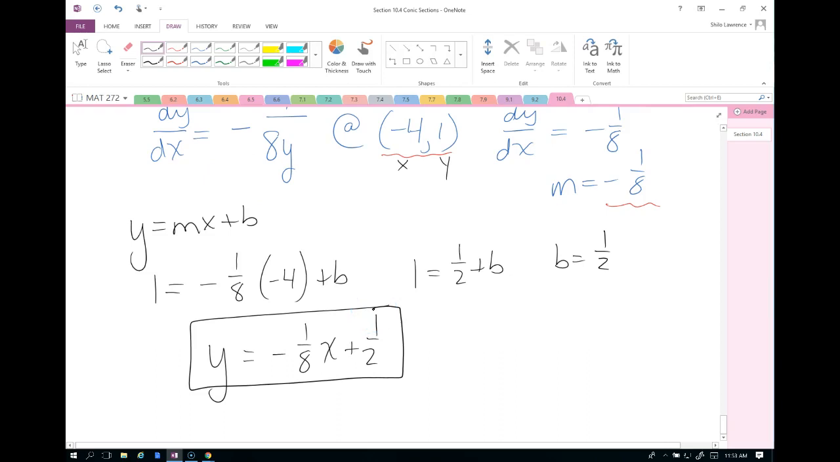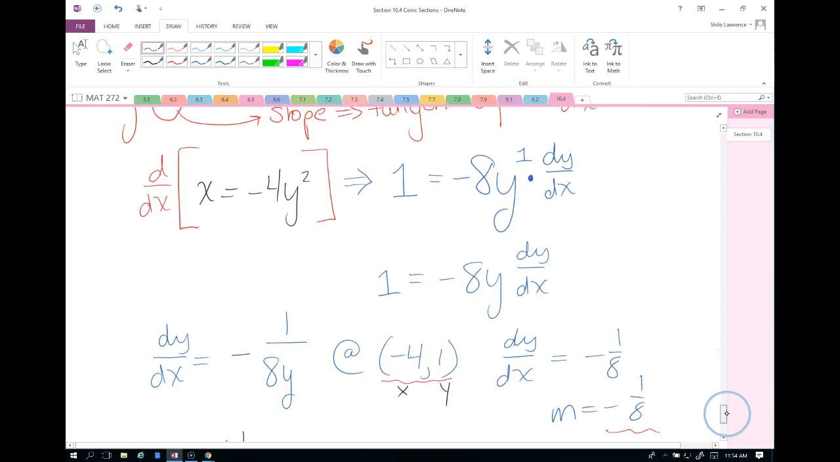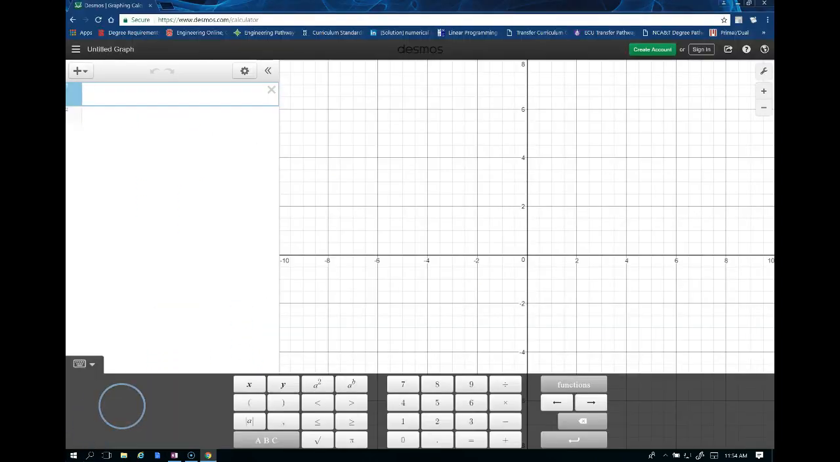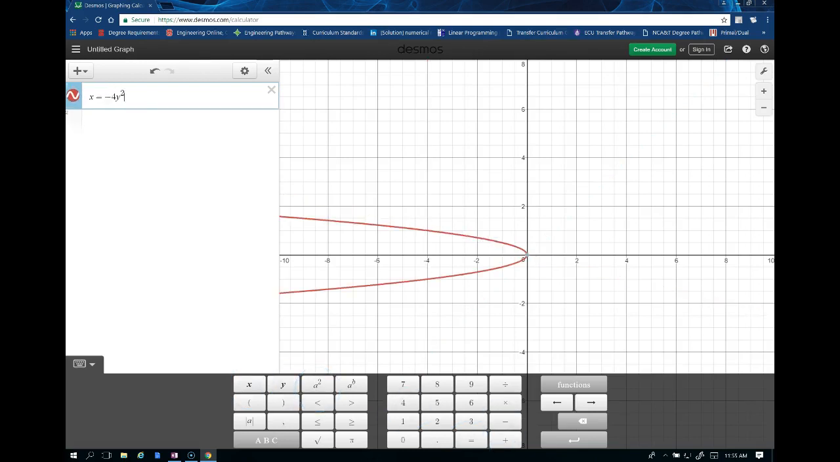And just for fun, I wonder if we could graph this. I have never tried to graph sideways parabolas on Desmos before, but let's see if we can do it. So we've got x equals, we said negative 4y squared. Nice. Excellent. So it does it. And then we said our tangent line was y equals negative 1/8 x plus 1/2.